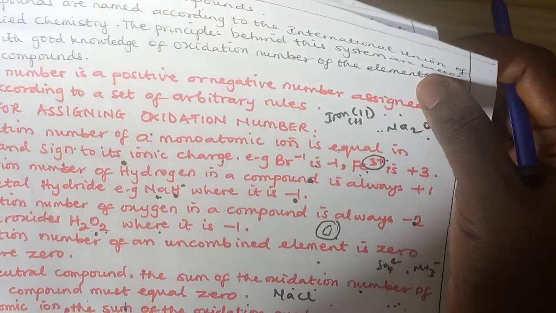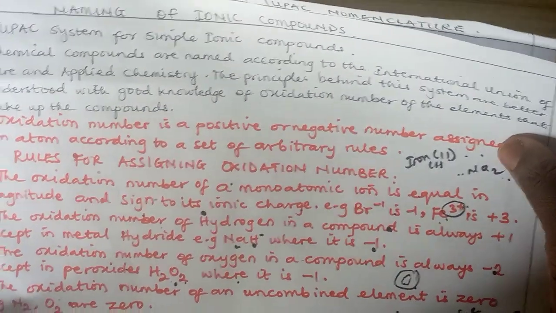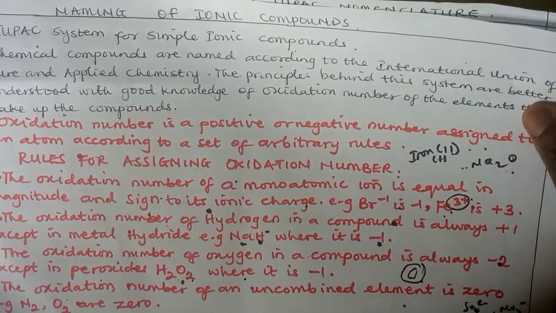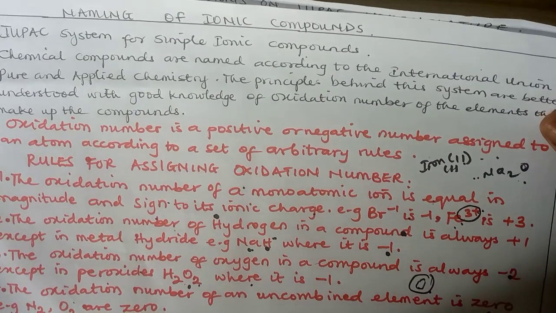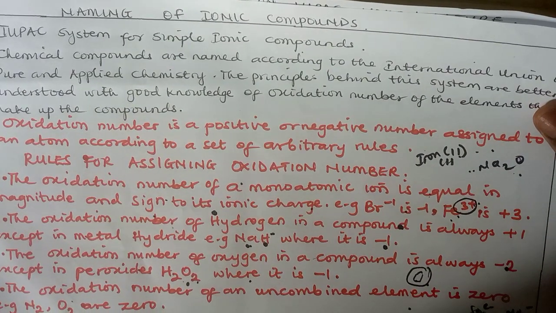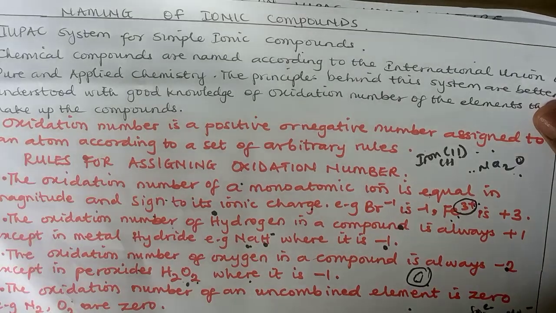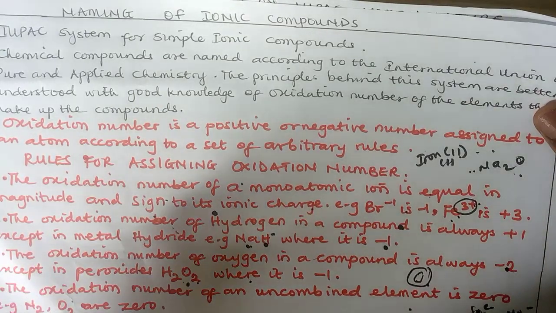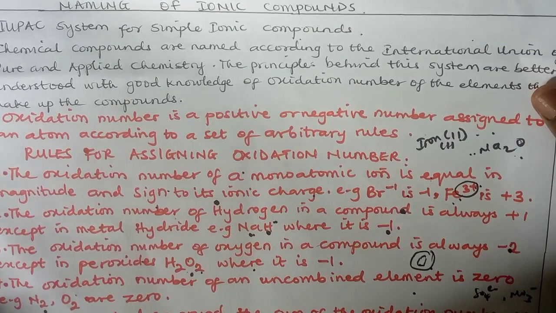Another important part of this topic is assigning oxidation number in chemistry. There are so many rules for assigning oxidation number to elements and the naming of compounds itself. The first part here is using IUPAC nomenclature to name compounds. It's very, very important. IUPAC means International Union of Pure and Applied Chemistry, and it is important that we know the oxidation number of elements before we can use the IUPAC method to name compounds.